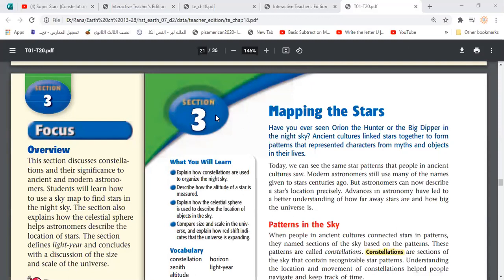So what are constellations, or what is the idea of constellations? To understand this part, I need you to watch the next video, and then you're going to tell me what a constellation is, how constellations could help people, or why people, even from long ago, tried to make these constellations.